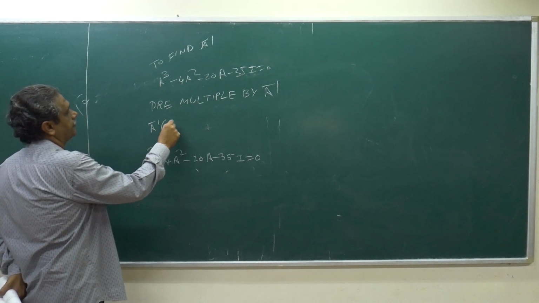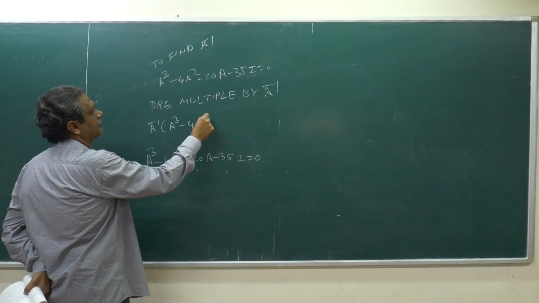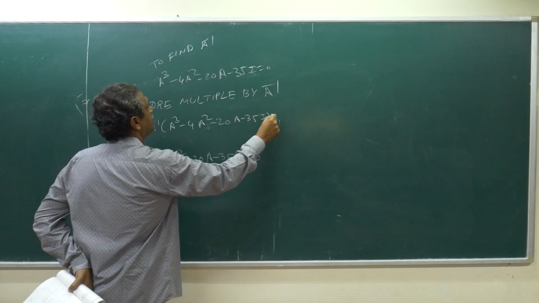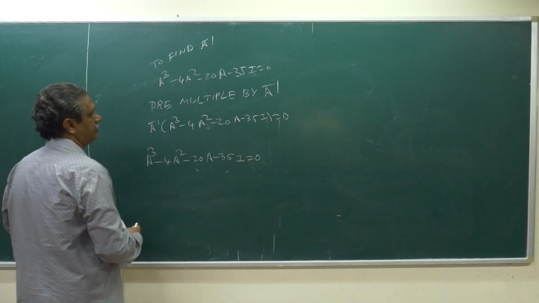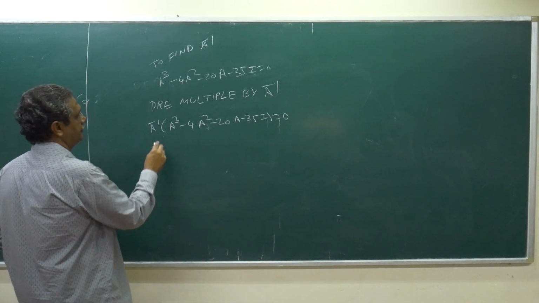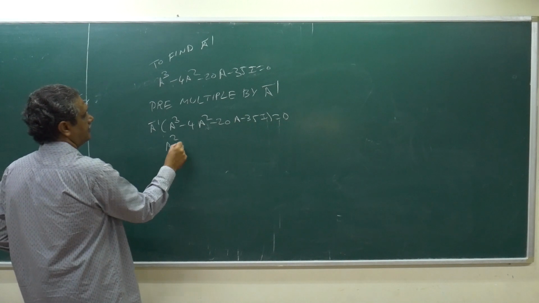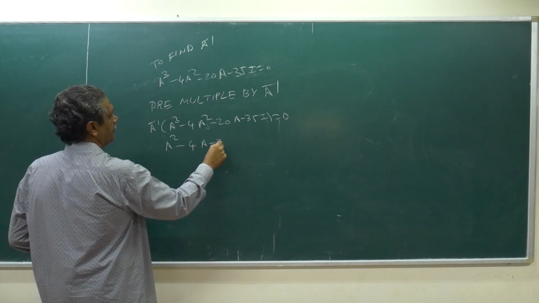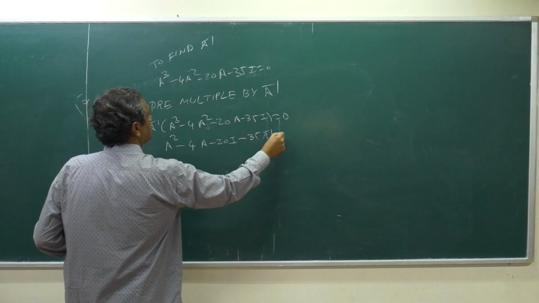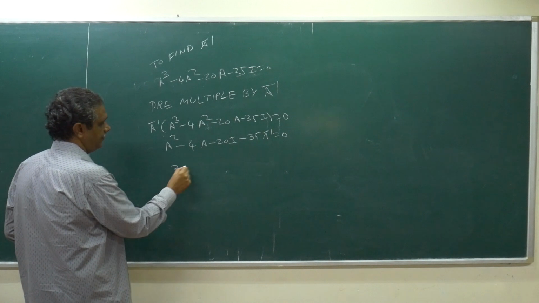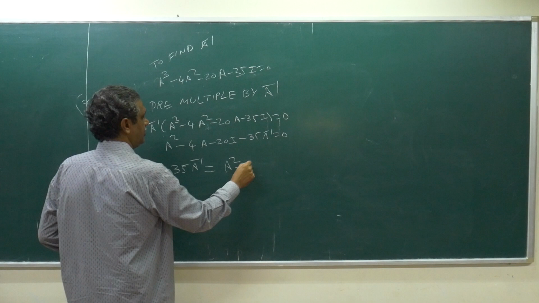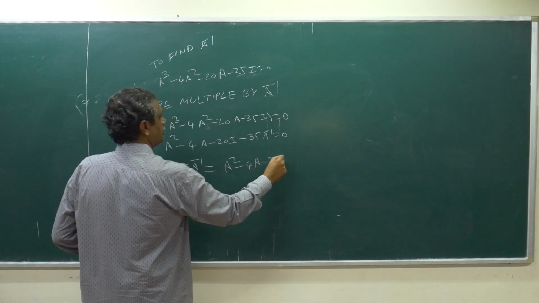A inverse A cube, 4A square, 35I is equal to 0. 0 into A inverse equal to 0. Then if you take A inverse inside, what will happen? A inverse into A cube is A square minus 4A minus 20I minus 35A inverse is equal to 0. So this how can I write? 35A inverse is equal to A square minus 4A minus 20I.